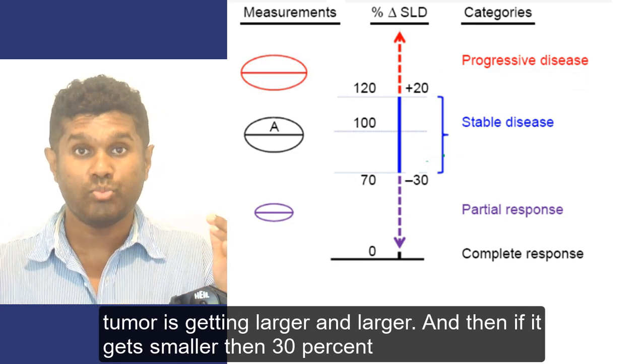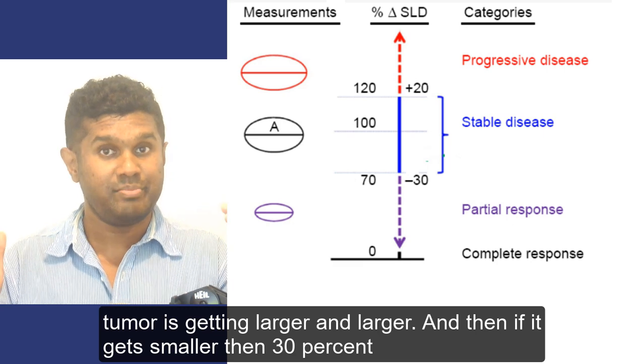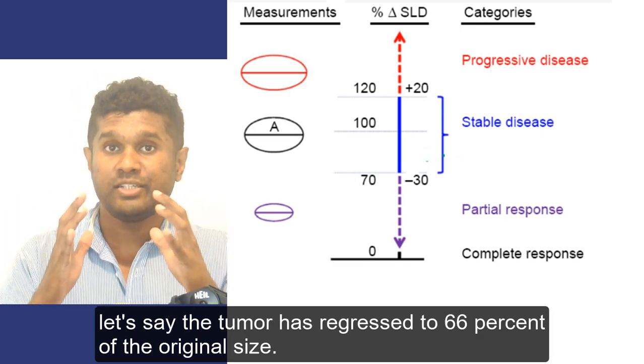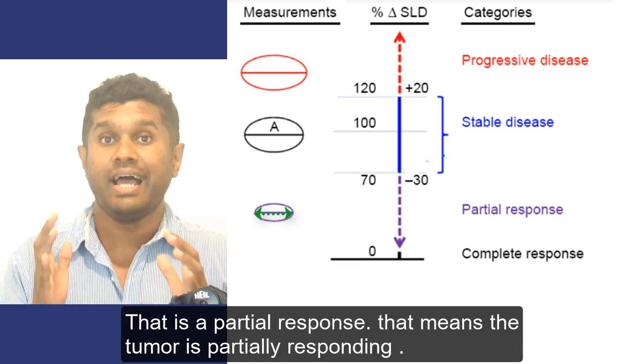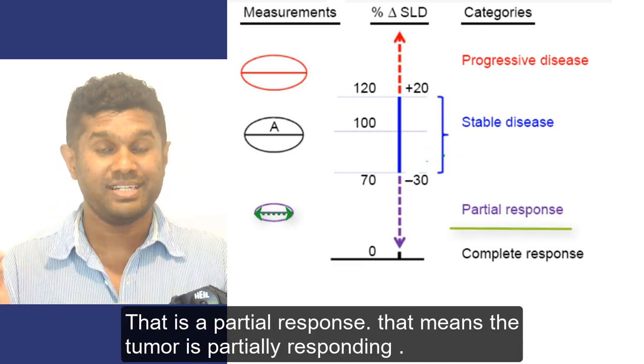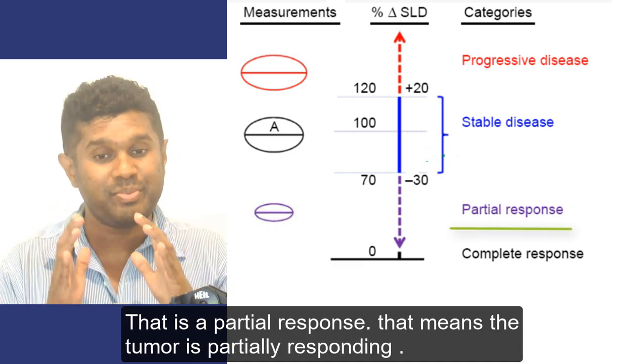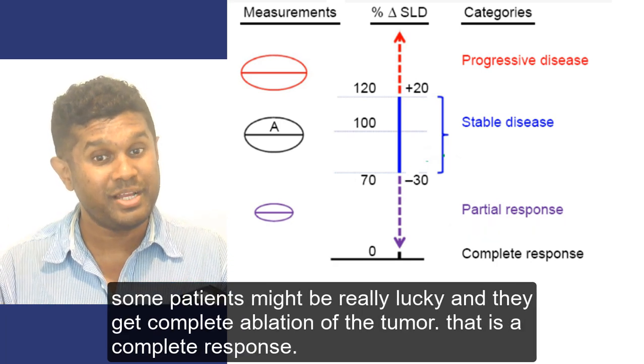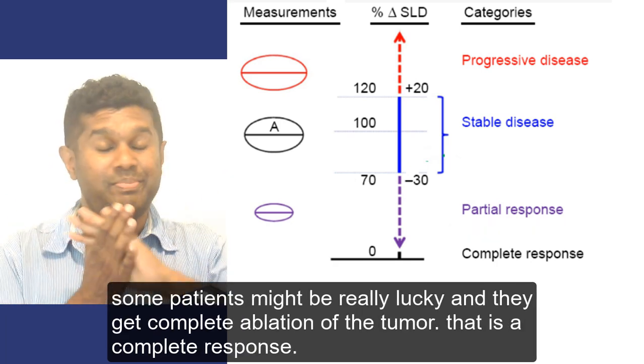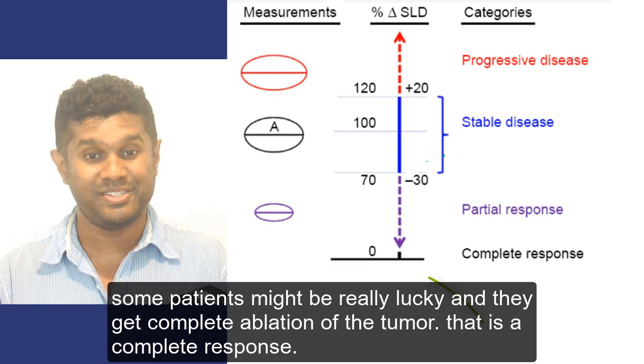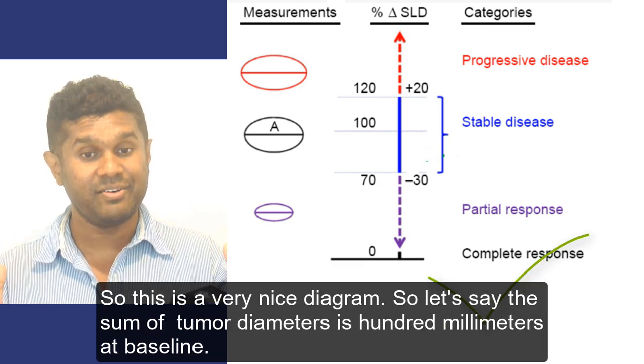And then if it gets smaller by more than 30%, let's say the patient's tumor regressed to 66% of its original size, that is partial response. That means the tumor is still there, but it's partially responding. And some patients might be really lucky and they get complete ablation of the tumor. That is complete response. So this is a very nice diagram.